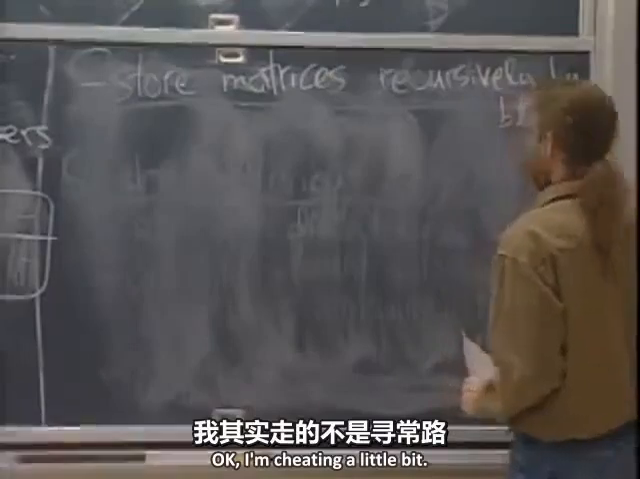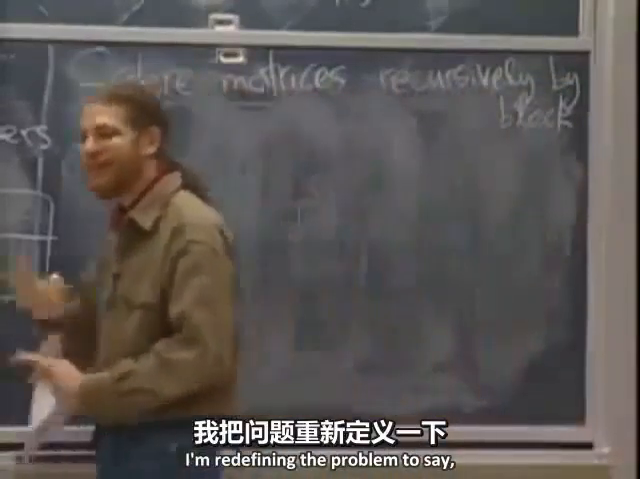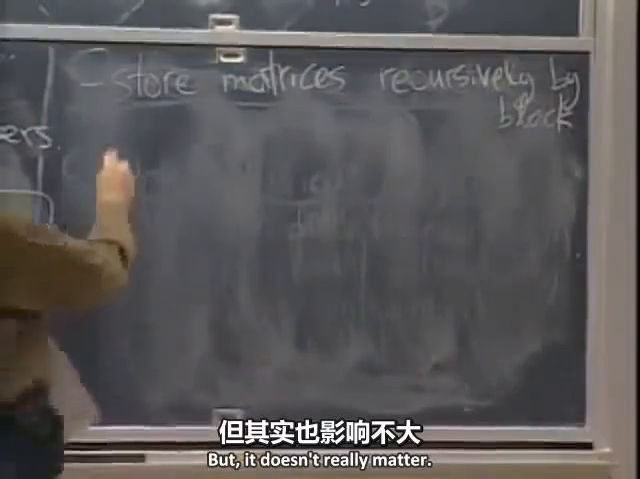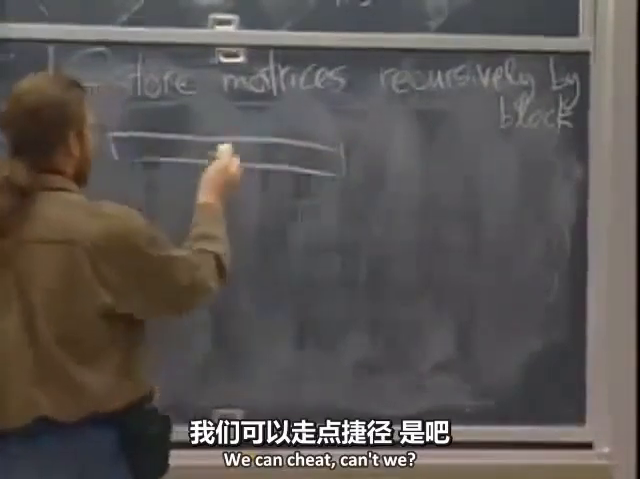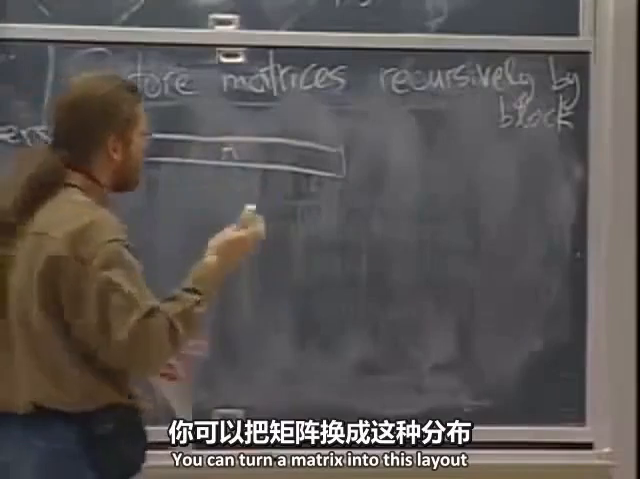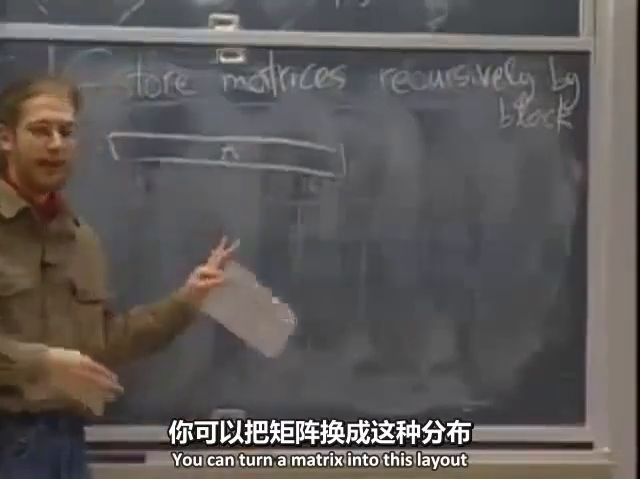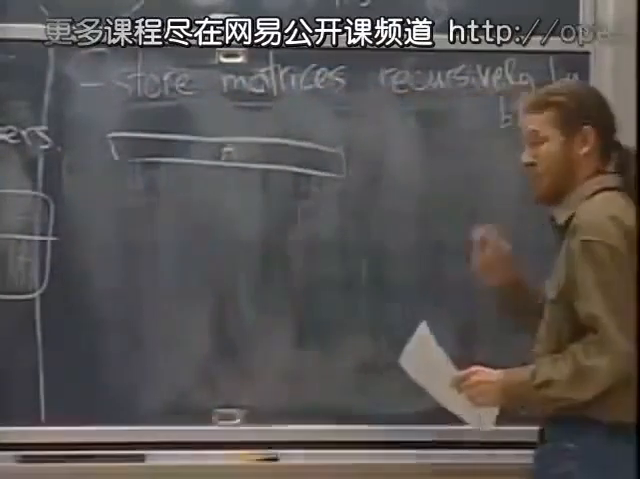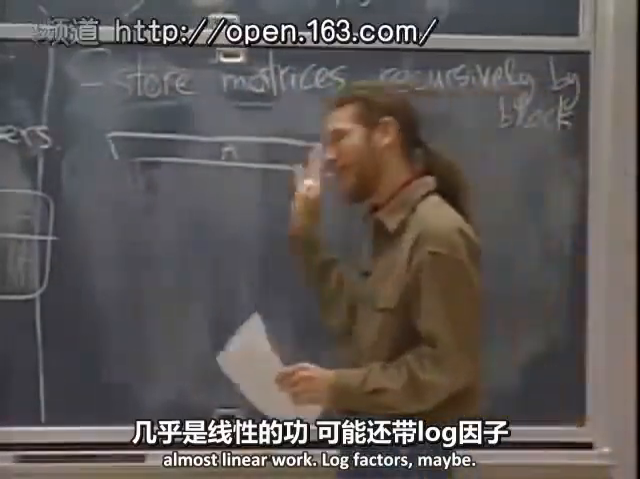Okay, I'm cheating a little bit. I'm redefining the problem to say, assume that your matrices are laid out in this way. But it doesn't really matter. We can cheat, can't we? In fact, it doesn't matter. You can turn a matrix into this layout without too much work, linear work. Almost linear work. Log factors, maybe.